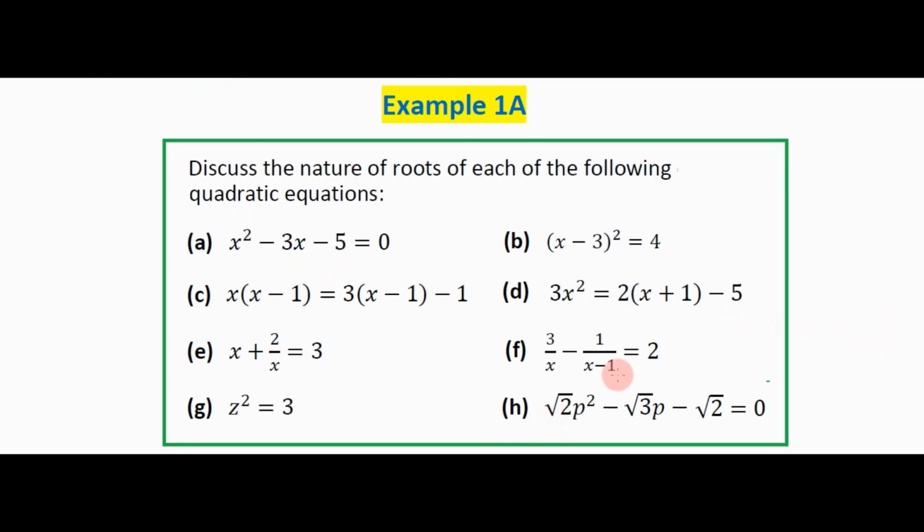Let's look at the last equation. So we have the square root of 2 times p squared minus the square root of 3 times p minus the square root of 2 equals 0. Once again, we don't have an x in this equation, we have p's. But as we said, all that means is that p is the independent variable. Then secondly, we also have surds in this equation. But we can deal with that by using the laws of surds.